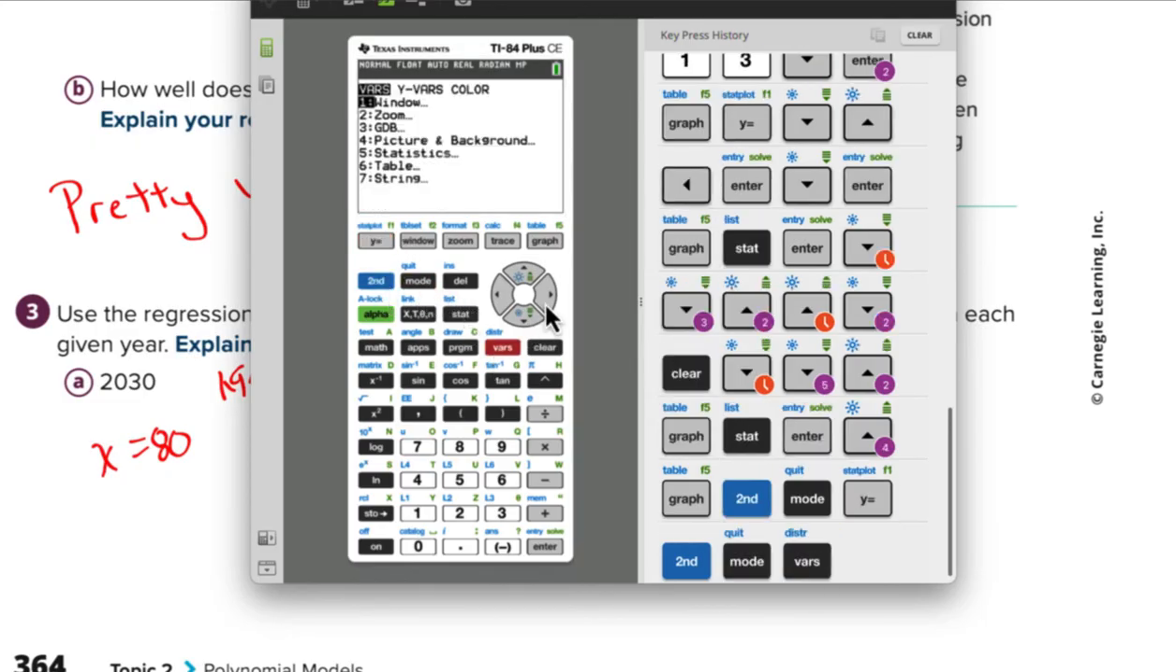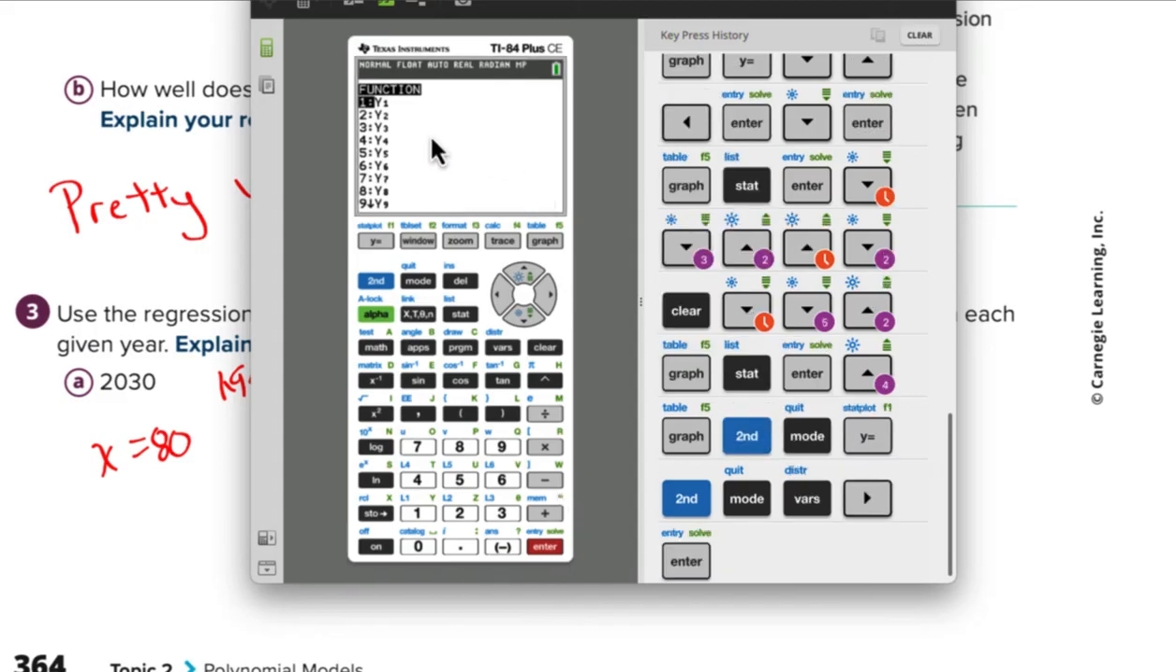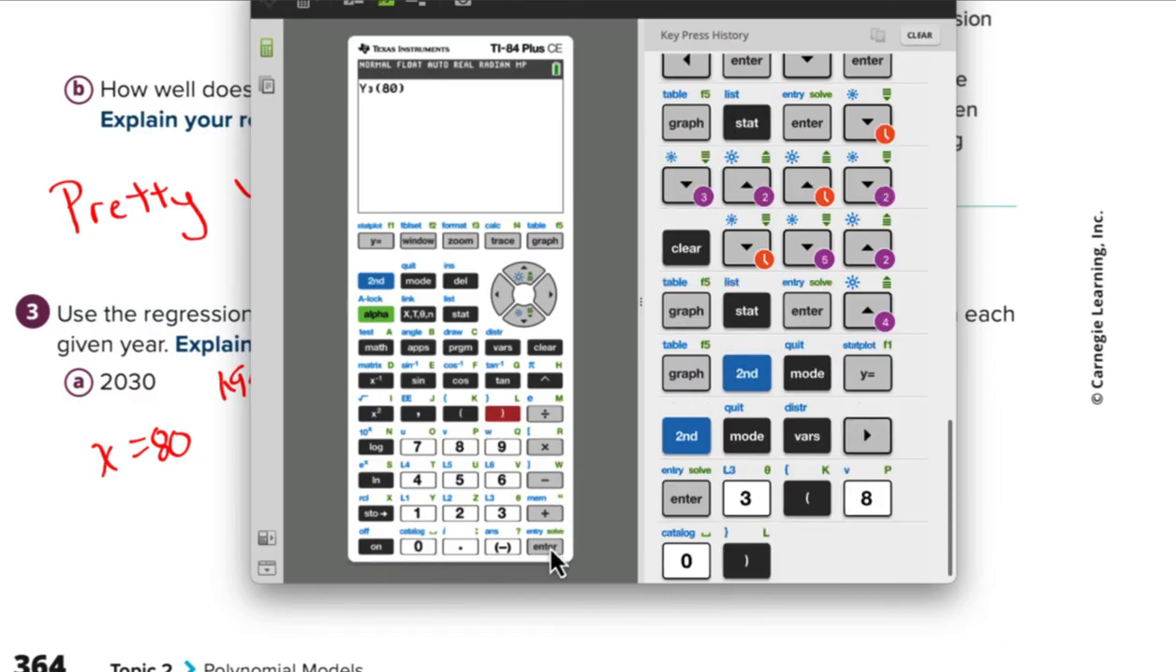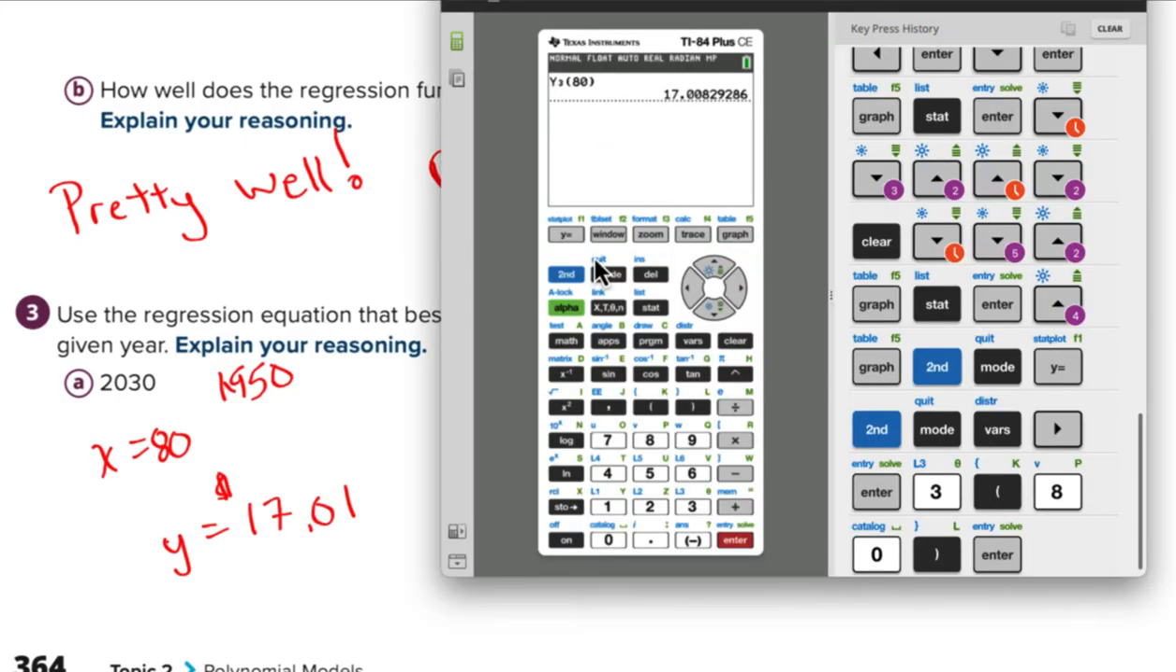So I'm going to hit vars, go to the right, get my y variable. I'm going to choose y3. And now I can plug in 80 into that equation. I don't have to worry about all those decimals or anything. I get 17.008 for 80. So we can write that down.